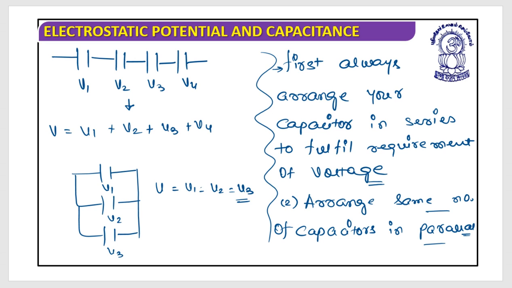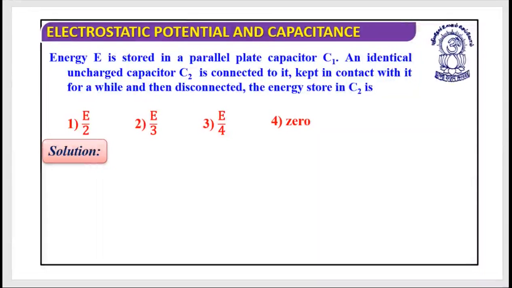So let's look at the next question. Let's have a look at this question. What the data is saying is that an energy E is stored in a parallel plate capacitor C1. That means capacitor C1 has been charged, and energy E has been stored in it. And an identical capacitor, that means having the same capacitance, but uncharged, which is C2, is connected to it and kept in contact with it for a while and then disconnected. The energy stored in C2.